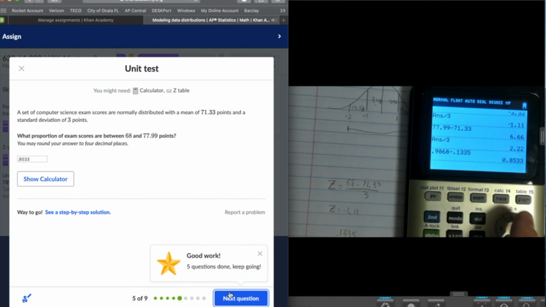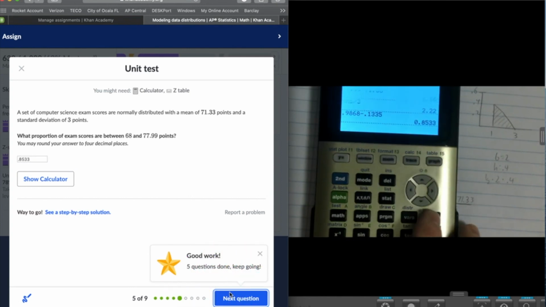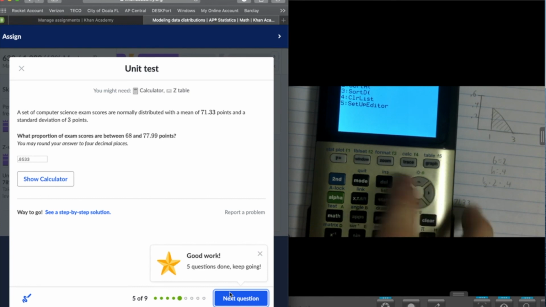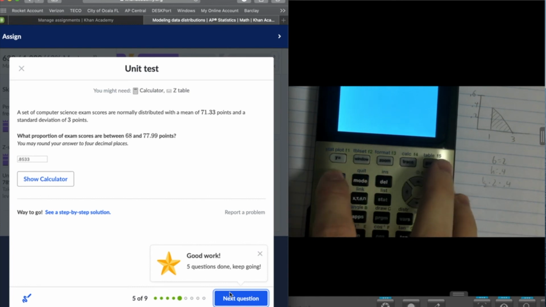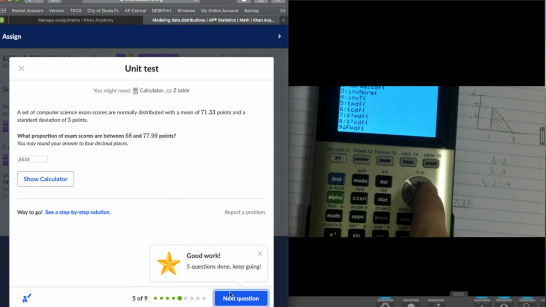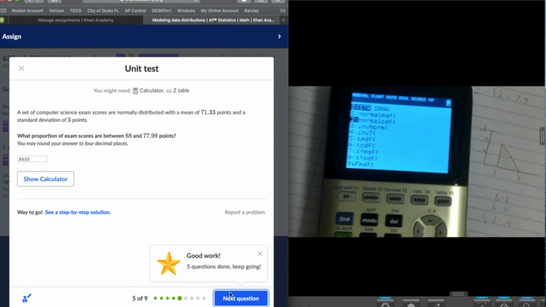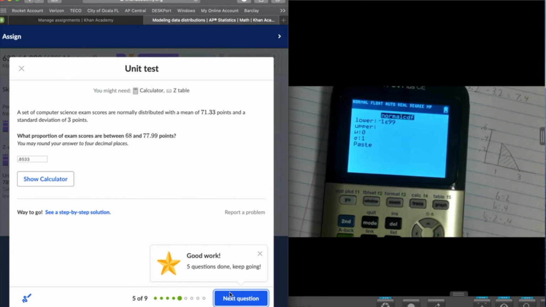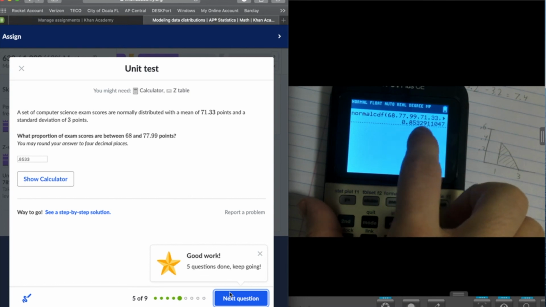And there you go. Now, just to show how easy this can be, if you do have a graphing calculator, you're just going to go to second, distribution, normal CDF, and the lower is just the lowest data point, 68. The upper is the upper that you want, the 77.99. The mean is 71.33, and the standard deviation is 3. And there's the answer without all the work.